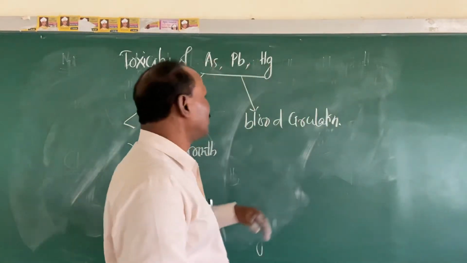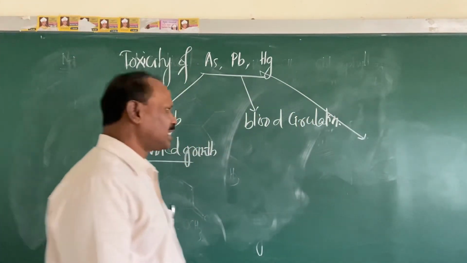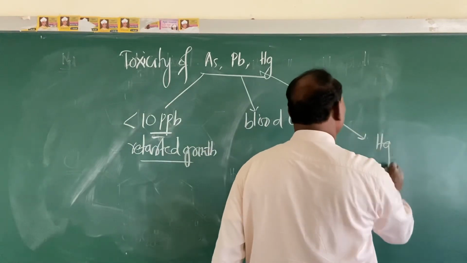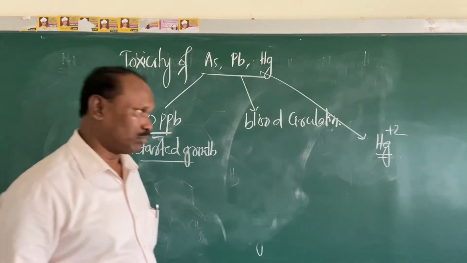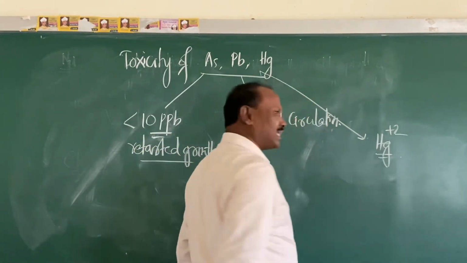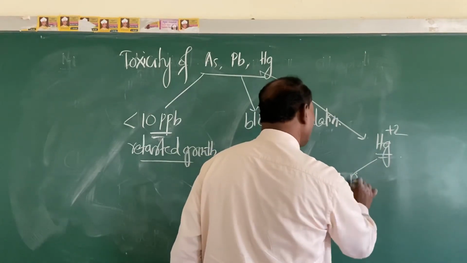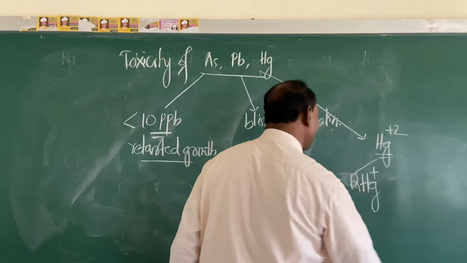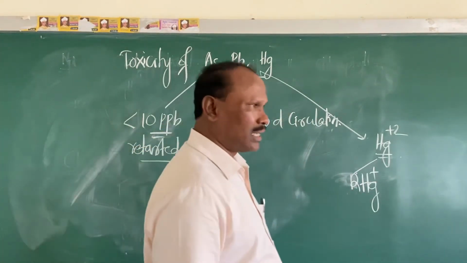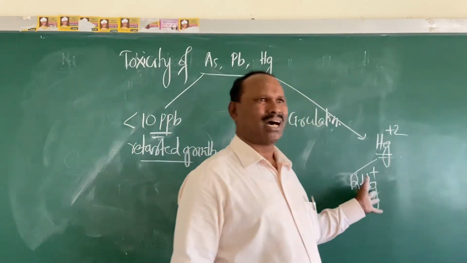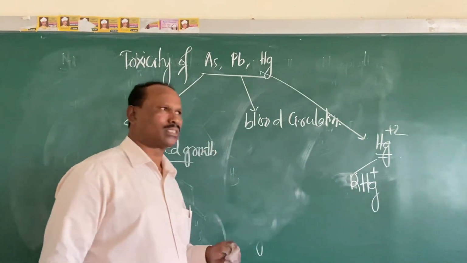And about the mercury. See, if mercury is present as Hg+2 in our body, it is not toxic, but when it becomes an organic compound, an organometallic like RHg+, where R may be an alkyl or aromatic group, etc., then it becomes poisonous.